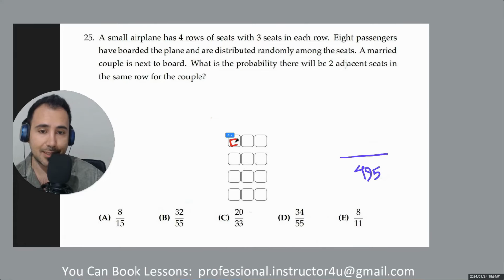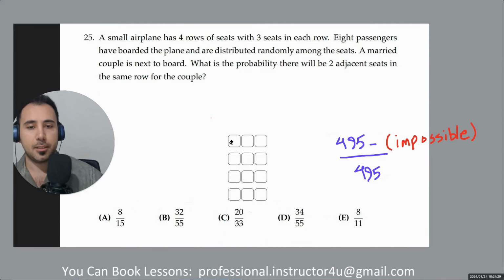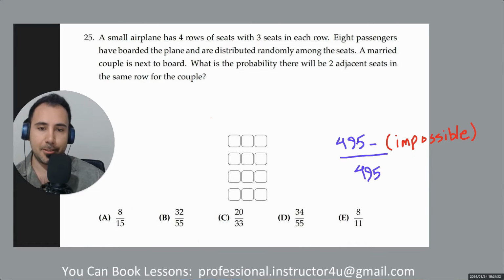Like, for example, if the seats are like this, can the couple sit together? No. Let's count these. Okay, so from these 495 arrangements, we're just going to count the ones that are impossible for the couple to sit together. We're going to find the impossible ones. This makes it easier. This is a complementary approach. Okay. So now let's do that. How could we find the number of impossible seating arrangements.